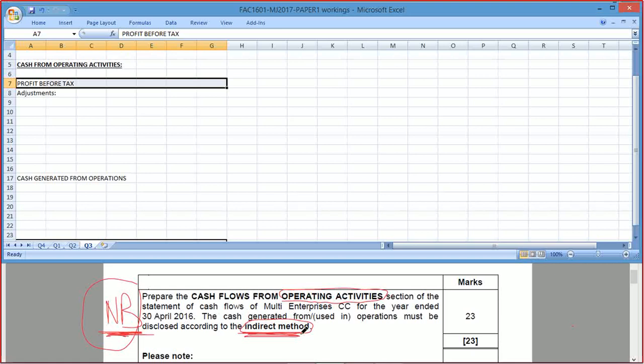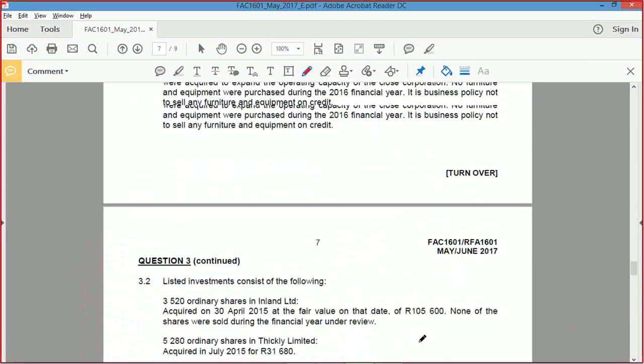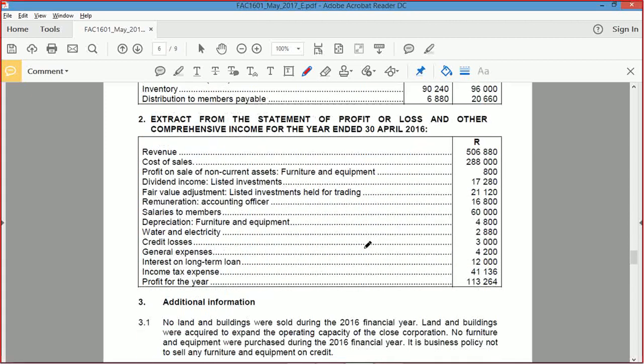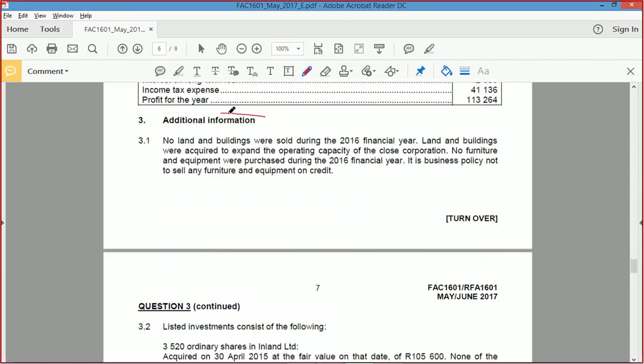Okay, for this particular question, 23 marks, it's probably around 25 minutes or so. Yeah, 28 minutes. Okay, so the following information pertains to multi-CC. We know it's a CC, so we know we're going to be dealing with members and things like that. Where do we start with the cash flow? It's always down here at the bottom, the additional information.